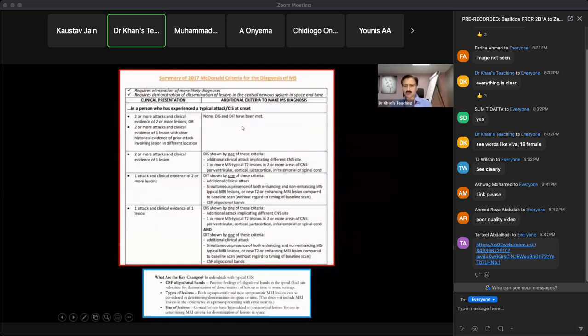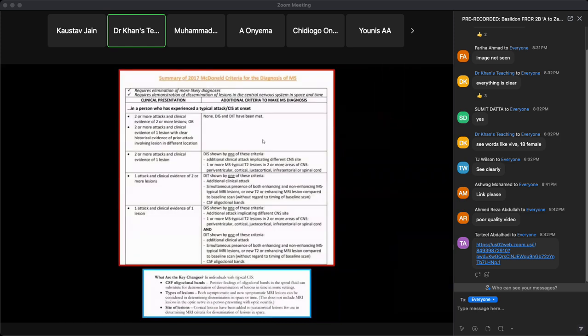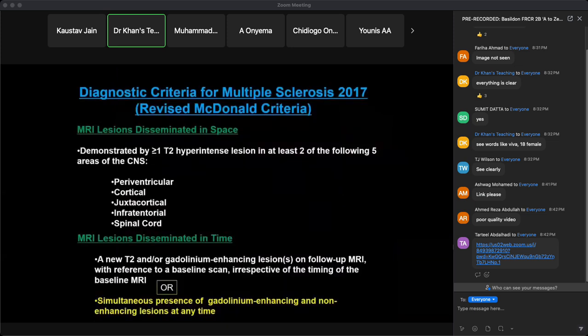Key thing to remember is that there have been changes in 2017, and this has placed MR more prominently in the role of diagnosis of MS. And this can be potential questions for your Viva in your FRCR exam. The revised McDonald criteria of 2017 is the key slide for you to remember.